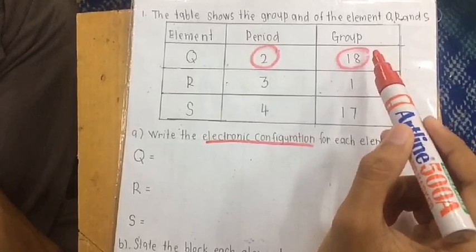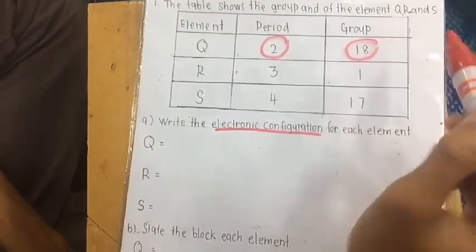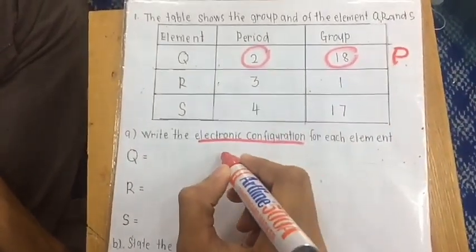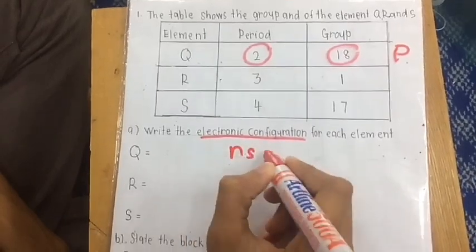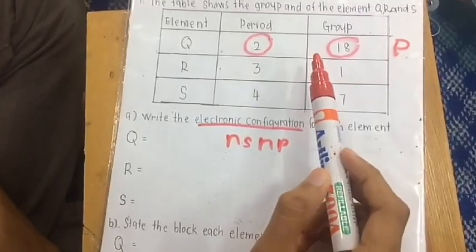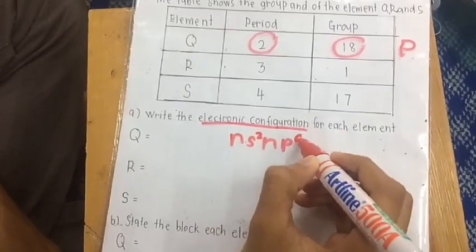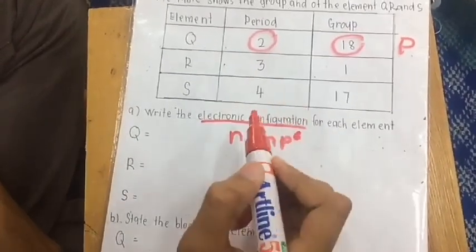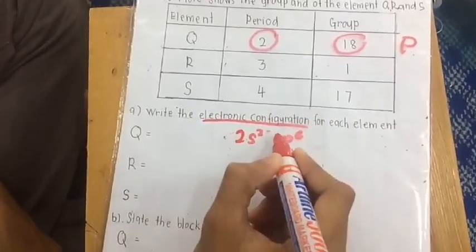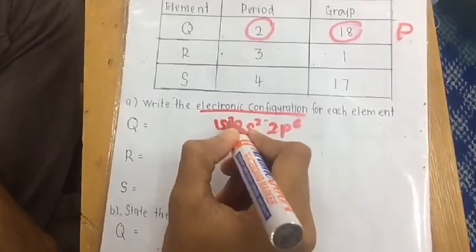To determine the block, we should know the group. The group of element Q is 18, so the block is P. To write the electronic configuration of block P is NS and NP. Because the element Q, the group is 18, so we just write down NS2 and NP6 and substitute the period in the electronic configuration to 2S2 2P6 and complete the electronic configuration 1S2.